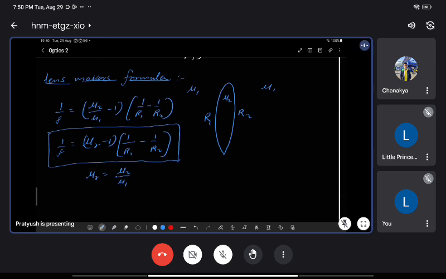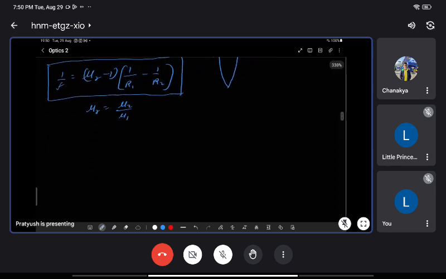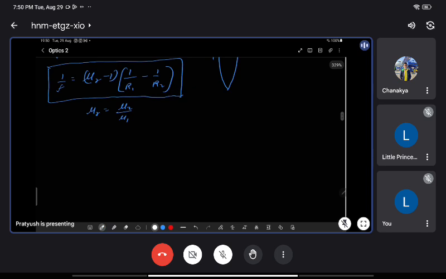This shows the relation for a lens, biconvex lens as well as plano-convex as well as concavo-convex. For all the lenses it is applicable. Lens maker's formula is applicable for all types of lenses. Got it? Taken down the formula? This formula must be memorized. Yes, taken down the formula. Shall we move ahead?